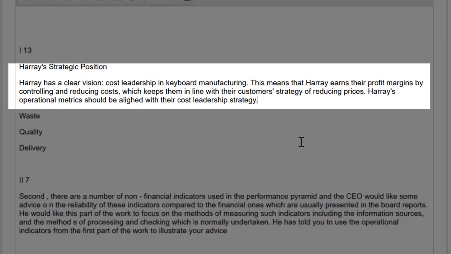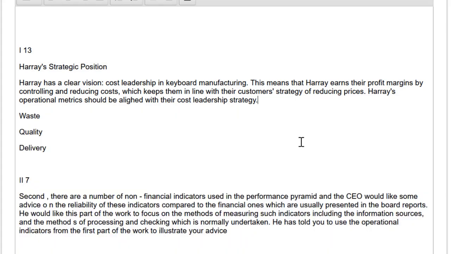Harray has a clear vision: cost leadership in keyboard manufacturing. That sentence by itself doesn't get a mark. That is just copying information from the scenario. But let me continue. This means that Harray earns their profit margins by controlling and reducing costs, which keeps them in line with their customers' strategy of reducing prices. Harray's operational metrics should be aligned with their cost leadership strategy. I'm setting the stage. I'm telling the reader of this document how I will be evaluating the metrics that I talk about below.